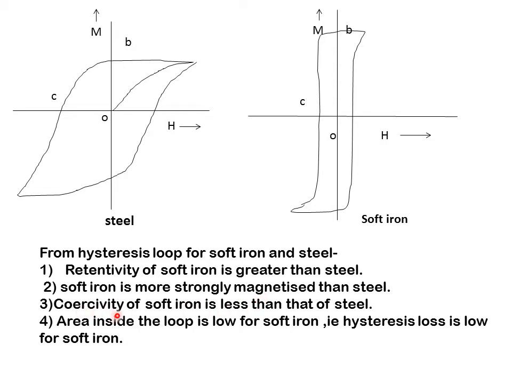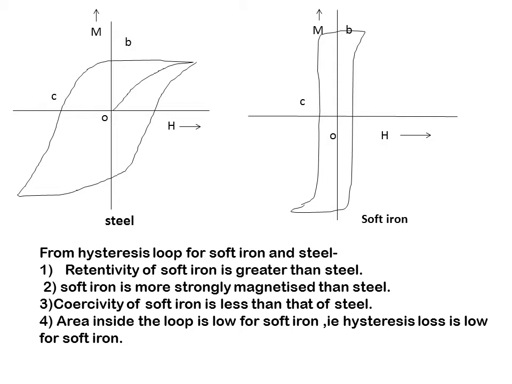The third point is about coercivity. Coercivity is represented by OC. It is the amount of magnetic field needed to destroy the magnetic property inside the material. Here we can see that coercivity is less for soft iron and more for steel.